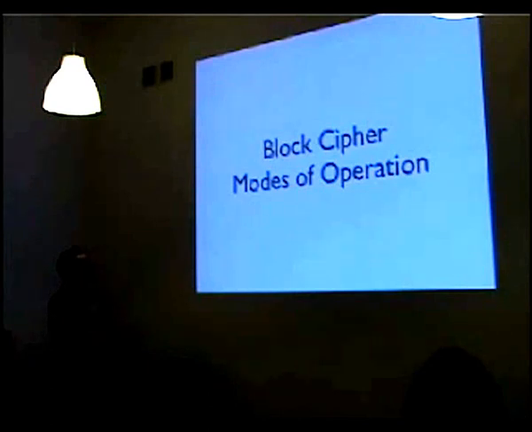So earlier I talked about a construction using block ciphers. These are called block cipher modes of operation. And here's a couple of examples. So ECB is the bad one that we've already talked about. And then there's CBC and CTR, which I'm going to go into a little bit more detail about. The other two are pretty obscure and you probably don't care about them.